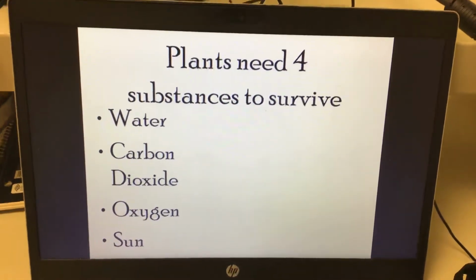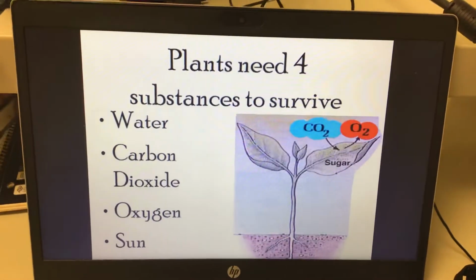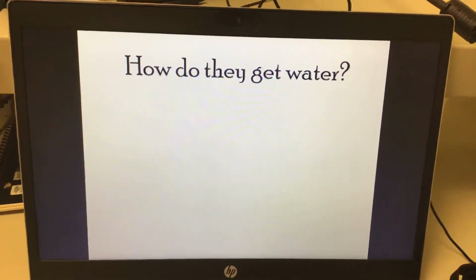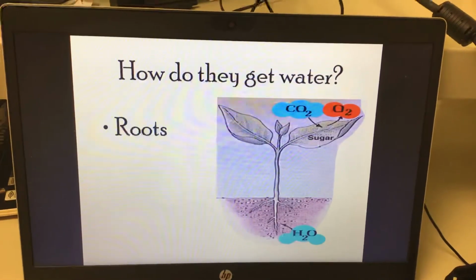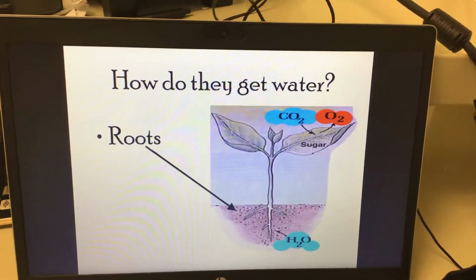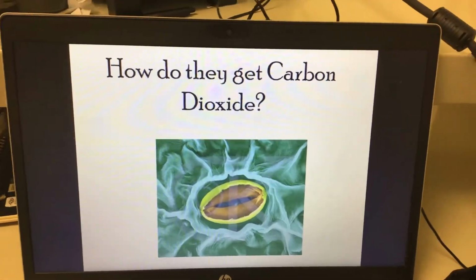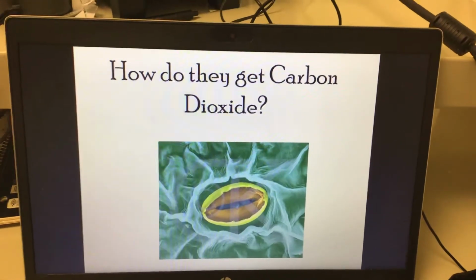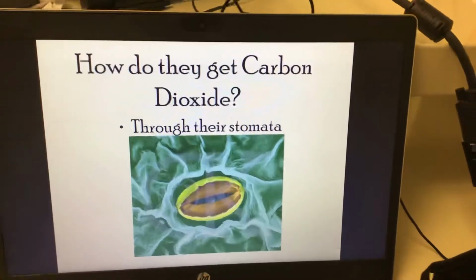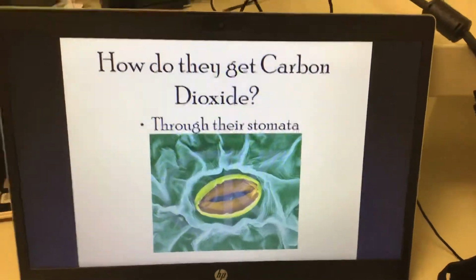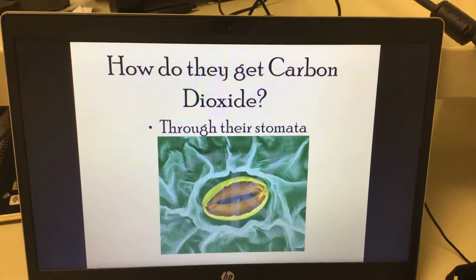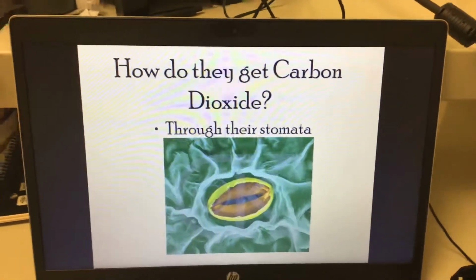Remember, you can always pause me. All right, how do they get their water? You don't need to write this. Most plants get their water through their roots. Pretty obvious. How do they get their carbon dioxide? We've gone over this. Through those little pore things called stomata. Okay, little pores in their leaves that are going to take in carbon dioxide and get rid of a waste, which is oxygen.